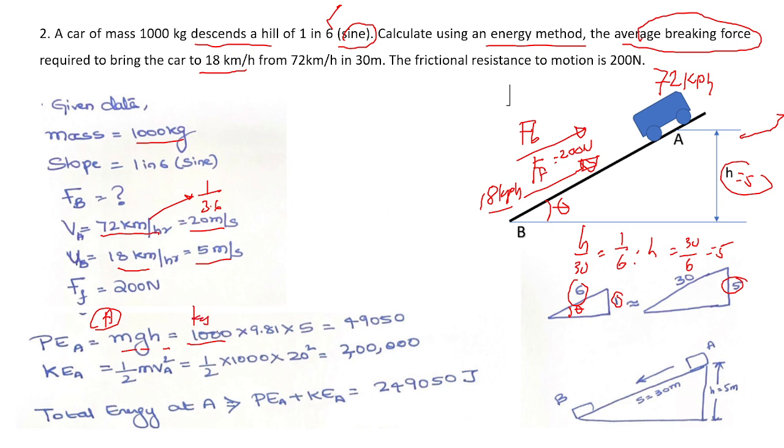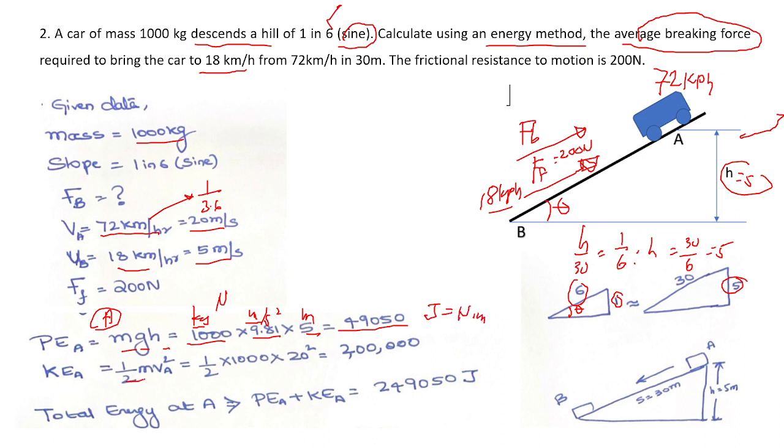M is 1000 kilogram. Gravitational acceleration is in meter per second squared, and then you have a height of 5 meters. This will give you joules. Consider the units: kilogram and meter per second squared will give you Newton, and then you have meter. Joules is equal also to Newton meter.